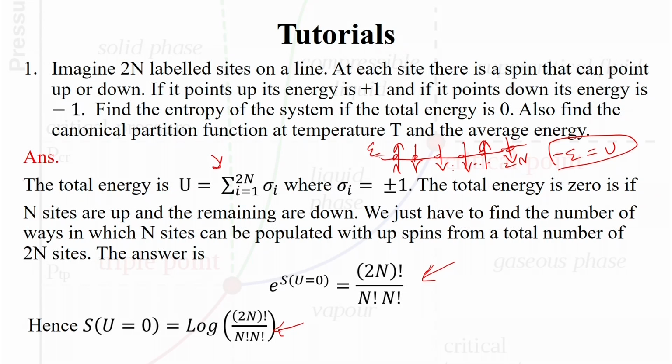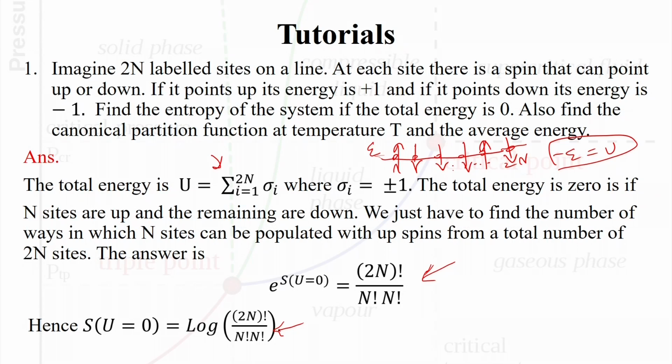Okay, so the next question is to find the canonical partition function at a temperature T and the average energy. If the system is allowed to exchange energy with the surroundings, then its energy is not going to be fixed.